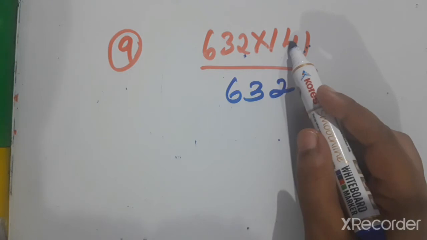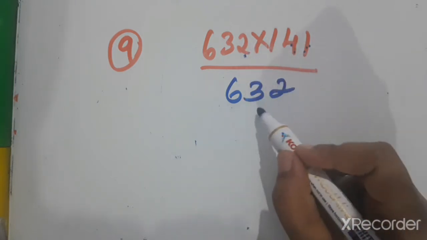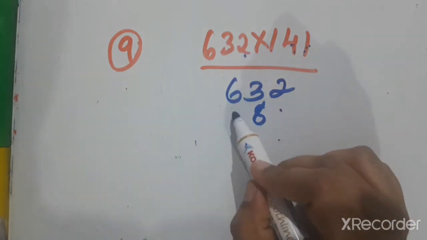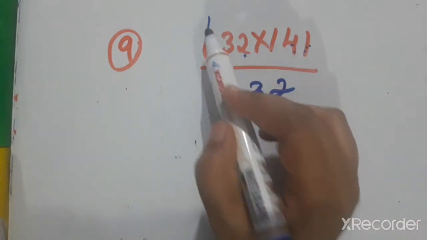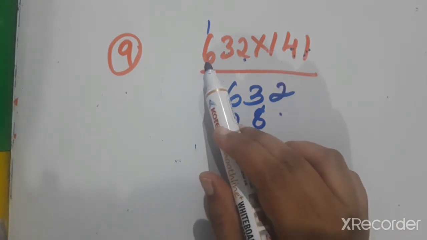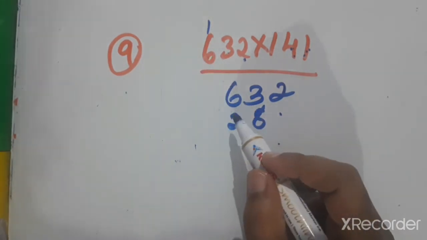Now with 4 we have to multiply each number. 4 twos are 8. Leave one space and write 4 twos are 8 here. 4 threes are 12. 12 means 2 we have to write here and 1 carry out to next place. Then 4 sixes are 24. 24 plus 1 is 25.